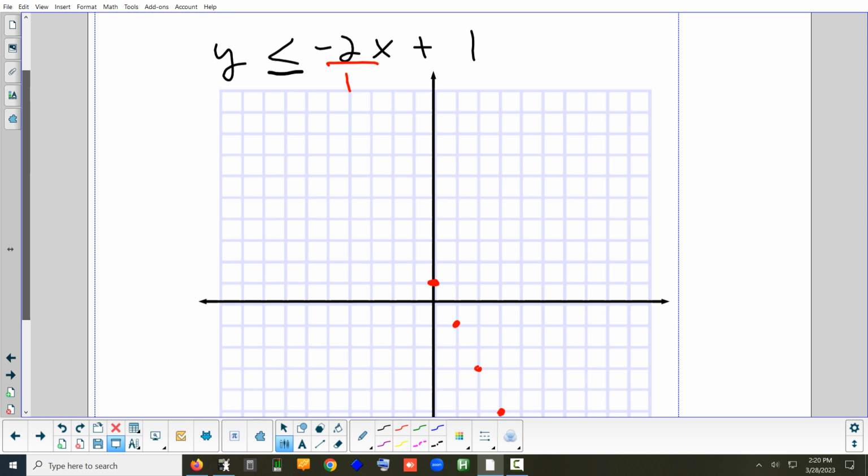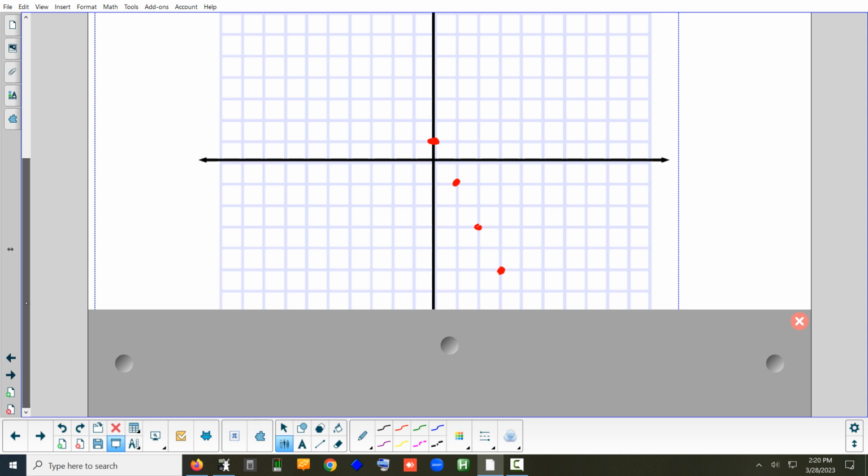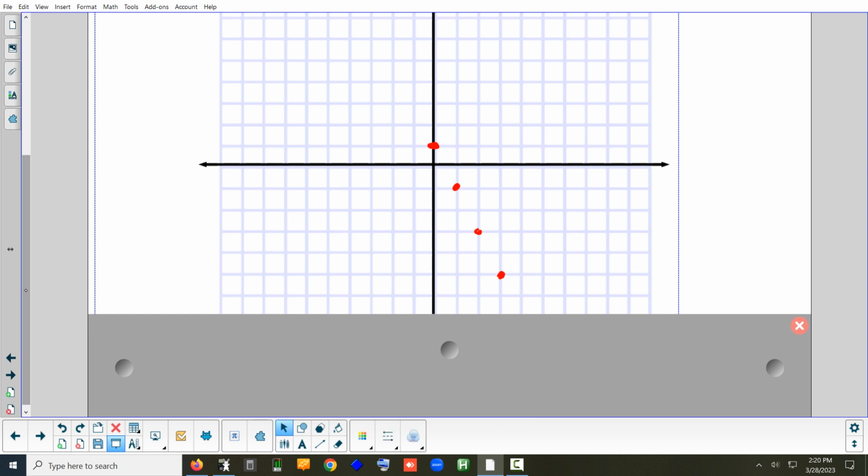Before I draw it, I want to make sure I pick the right tool. Is it going to be solid or dotted? Solid. You draw a solid line, that means points on the line are part of the solution. Not only where you shade, but the line itself is also part of the answer. Okay, so let's draw a solid line.